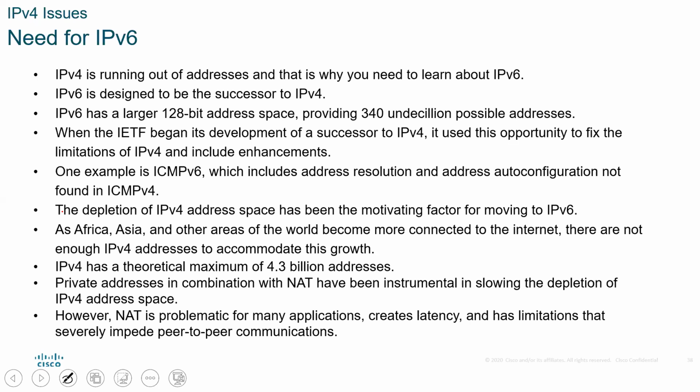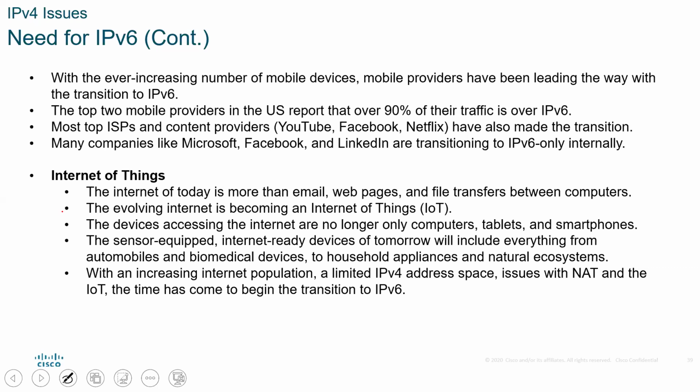Private IP addresses in combination with NAT have been instrumental in slowing the depletion of the IPv4 space. However, NAT is problematic for many applications. It creates latency, which means it's a little bit slower, and has limitations that severely impede peer-to-peer communication, which means that because there is a translation in NAT, you have traffic coming in and it has to be translated, you may not be able to do end-to-end connectivity.